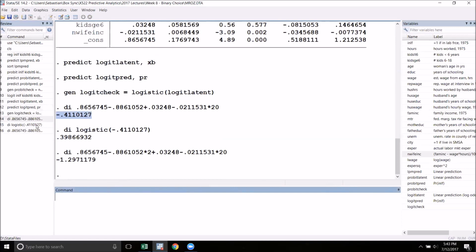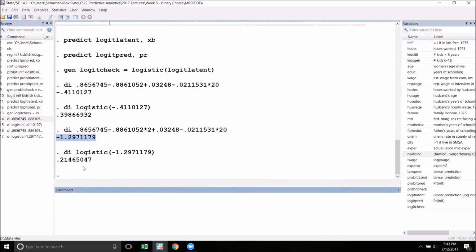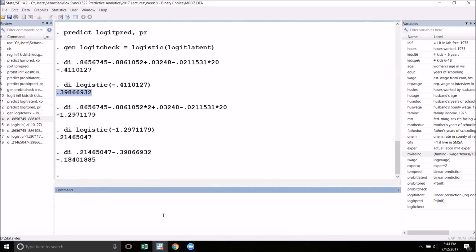To calculate the new probability, I'll put this new number into the logistic function. And the new probability we can see is about 21%. Now, to calculate the marginal effect, we simply subtract these numbers. And what we get is a reduction of about 18.4 percentage points.